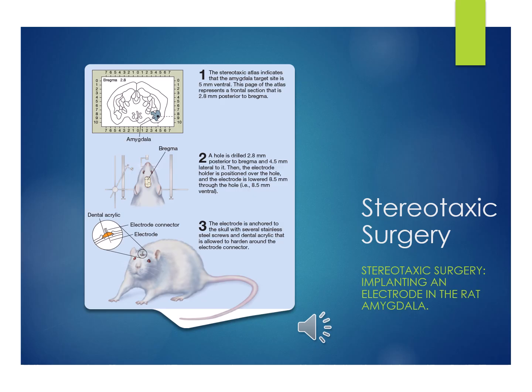The third one is a rat with an electrode and electrode connector at its head, and it states that the electrode is anchored to the skull with several stainless steel screws and the dental acrylic that is allowed to harden around the electrode connector. The electrode is seen as a sharp pin with the electrode connector at its tip.